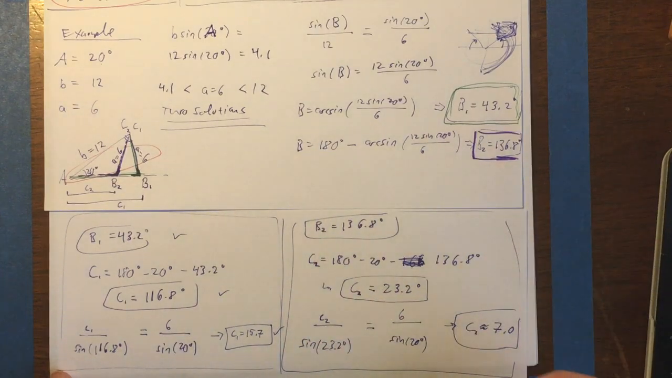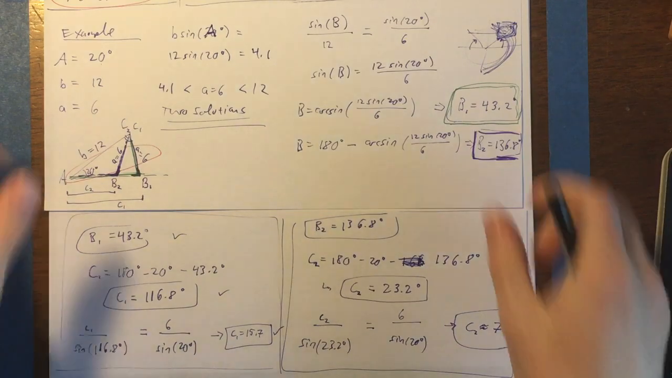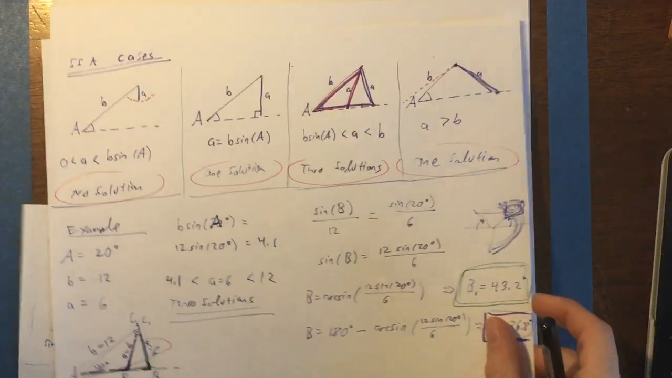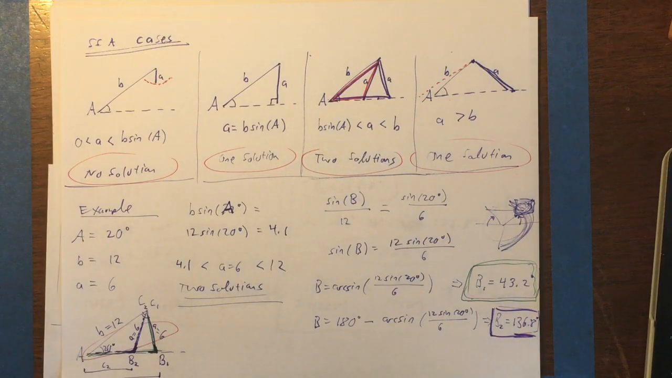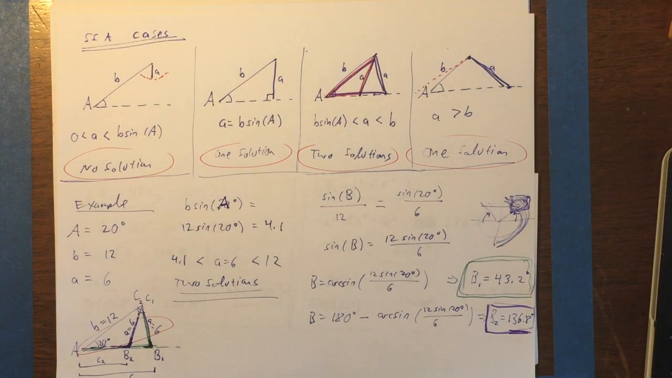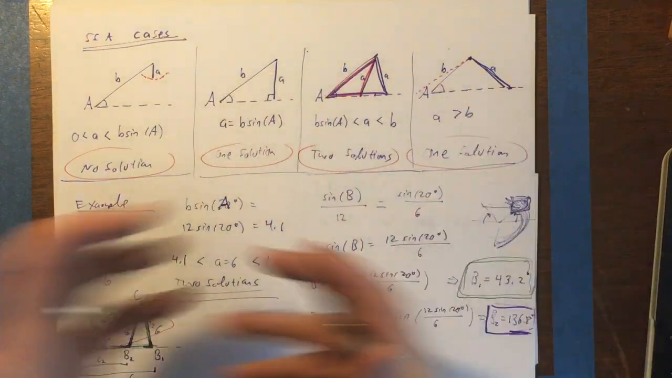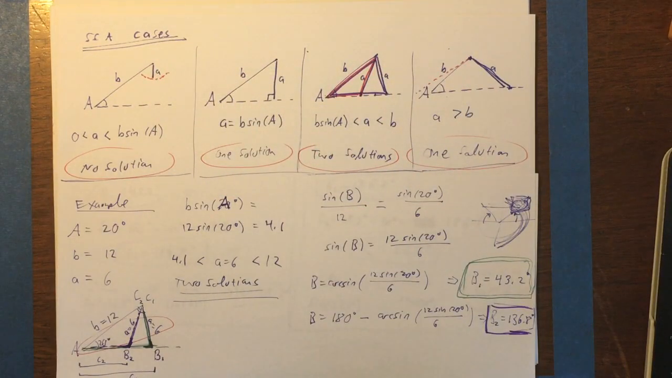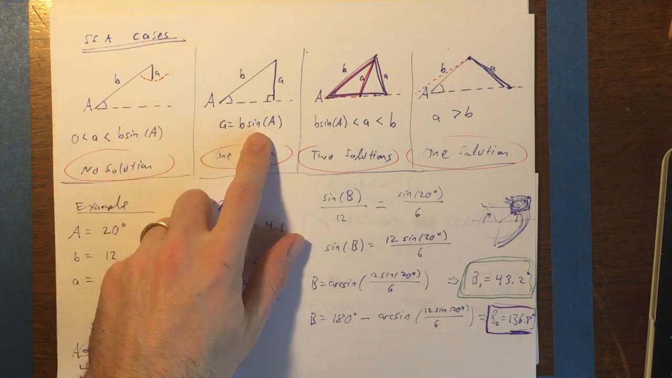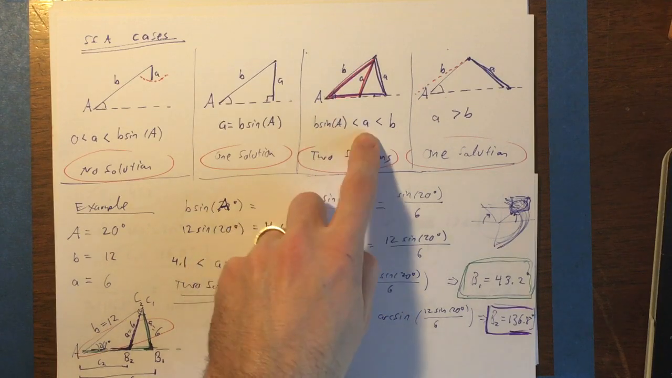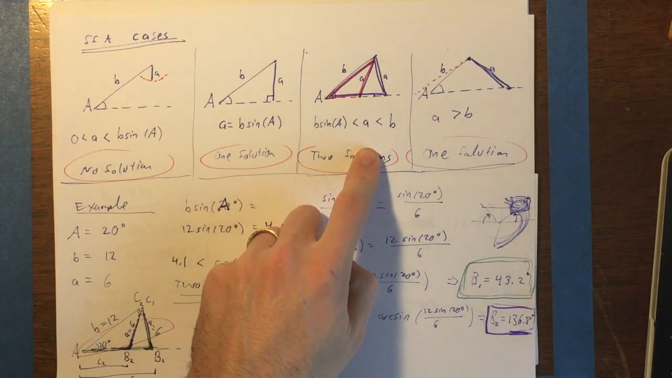This example demonstrates why the side-side-angle case is such a pain. Actually, some textbooks will refer to this as the ambiguous case. The side-side-angle situation is the ambiguous case because it's not immediately obvious whether you're even going to have a solution or whether you might have two solutions. But I recommend going back to b sine A, checking the value of that, and comparing it against the value of the other side.